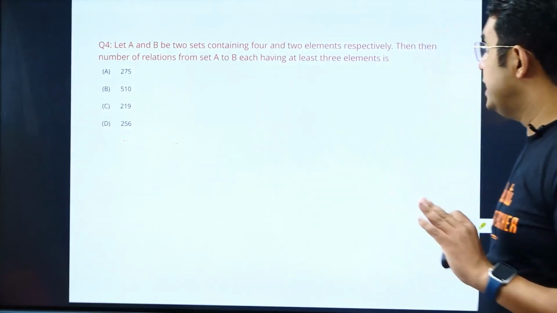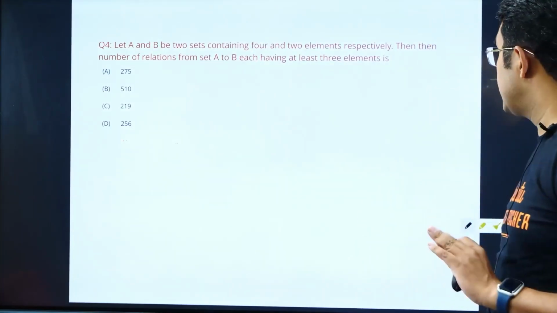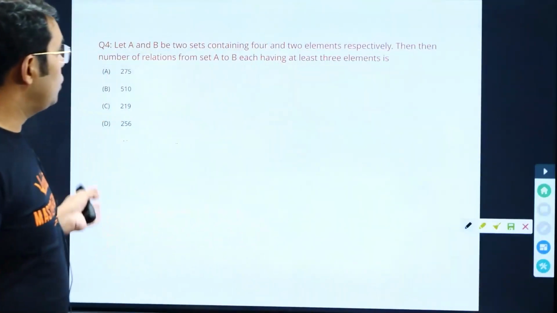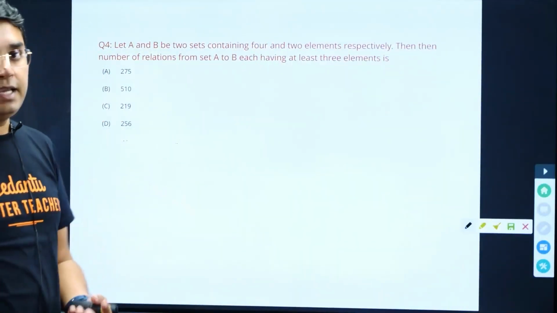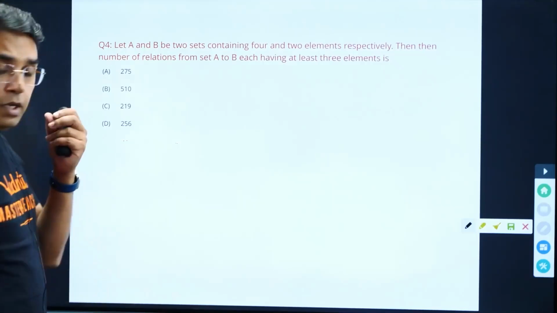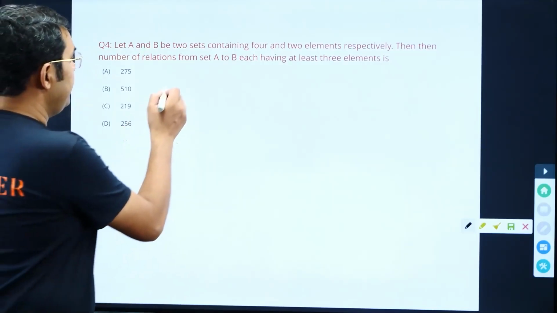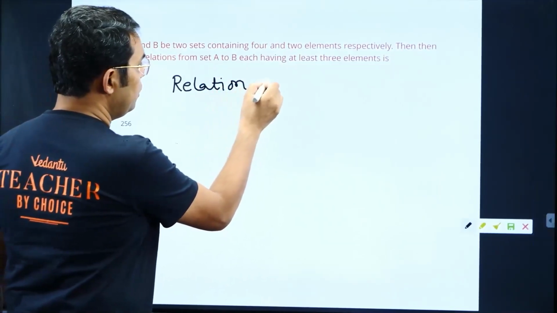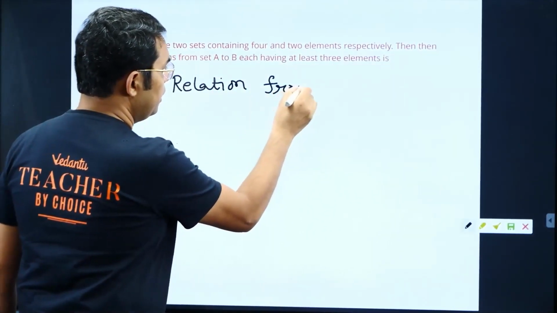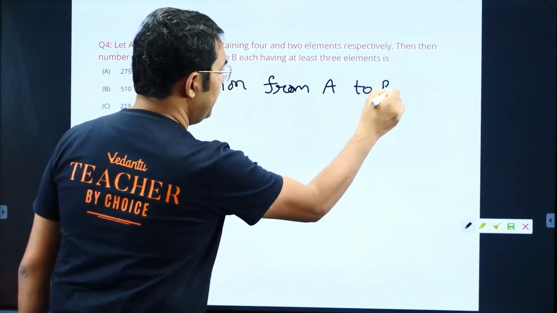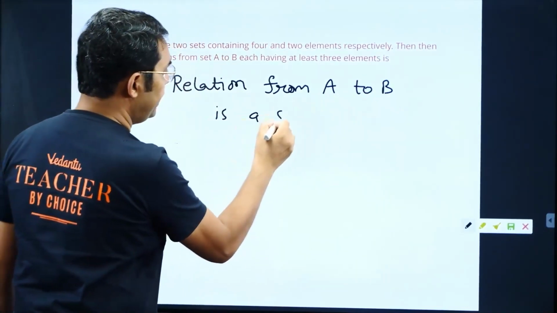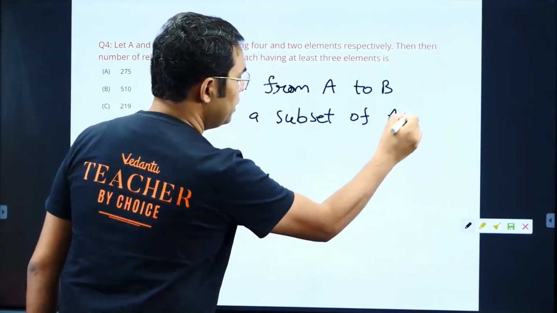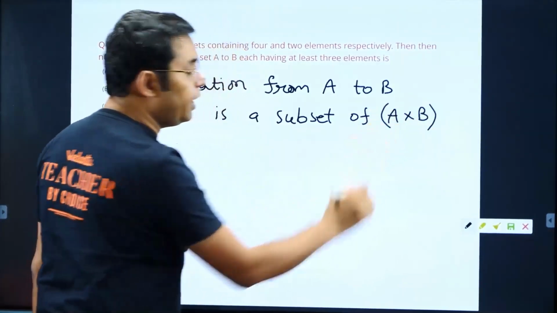A and B are two sets containing 4 and 2 elements respectively. Then we have to find the number of relations from set A to B, each having at least 3 elements. First of all, you should remember that any relation from A to B is a subset of A into B, or you can say the Cartesian product A into B.